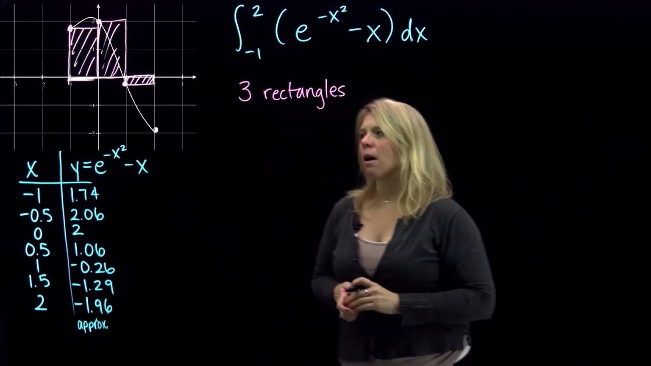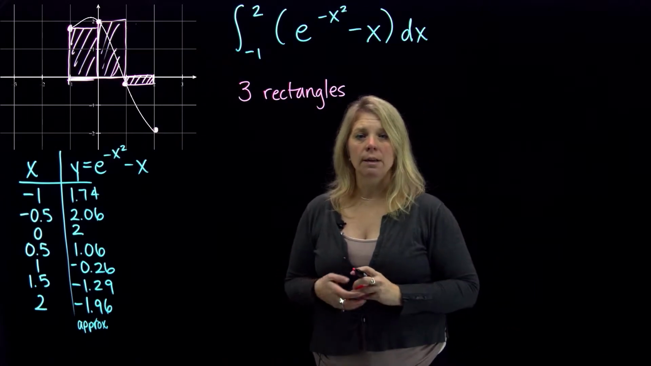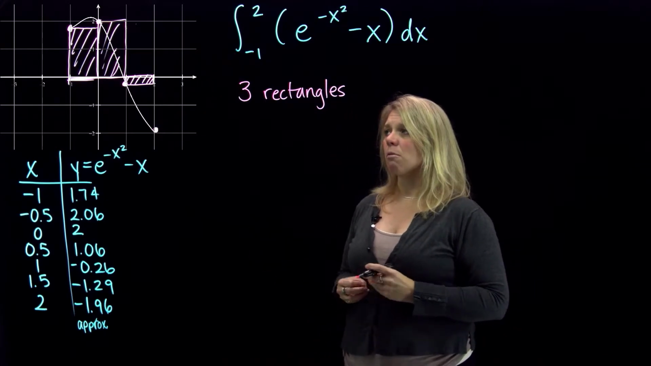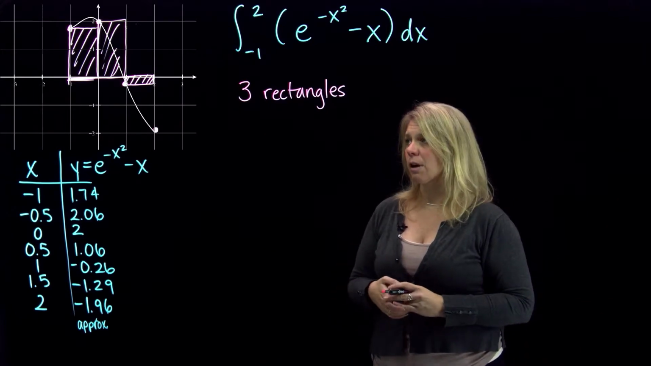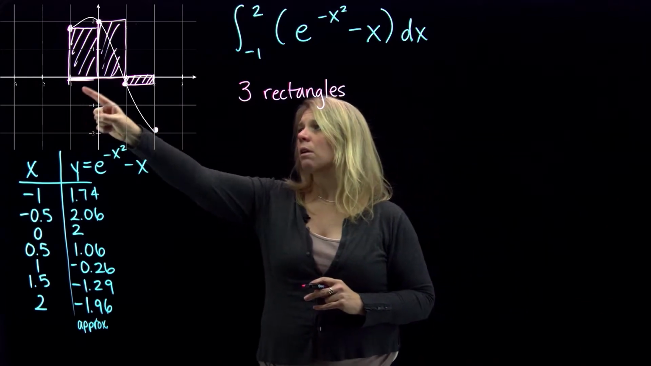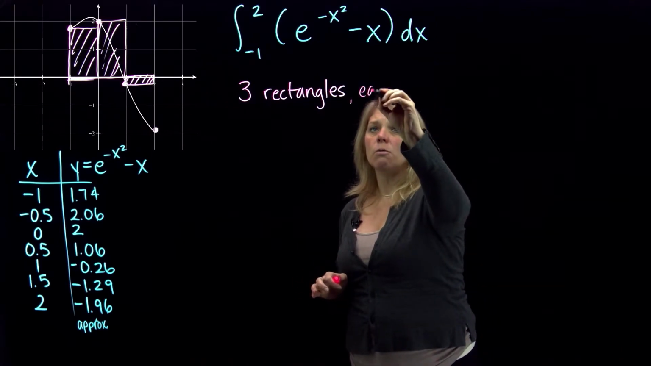And I made them all equal width. Remember that when we do a Riemann sum in the definition, you do not have to have equal width partitions, but if we're going to do some calculations here, we can make things easy for ourselves and use equal width rectangles here. So I used 3 rectangles of equal width.